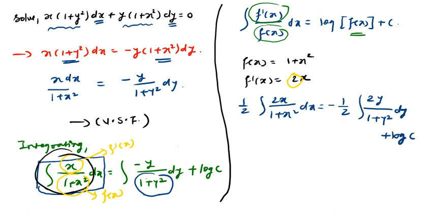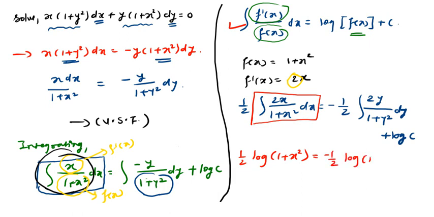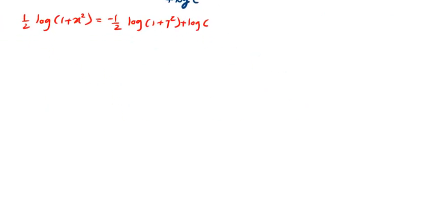So using the formula, this formula, this is now in the standard form. Its answer will be 1 by 2 log of f of x, that is log of 1 plus x square, equal to minus 1 by 2 log of 1 plus y square plus log of c. Now I will rewrite this on the next page. So this is our integrating term.